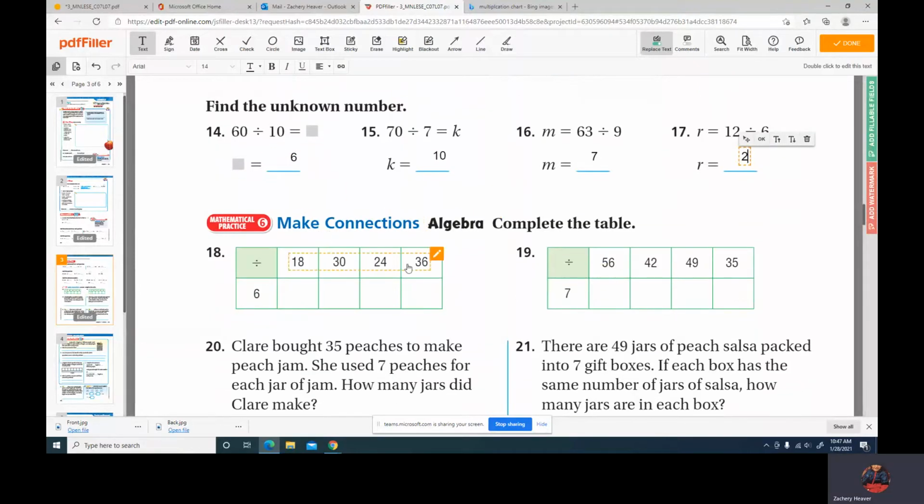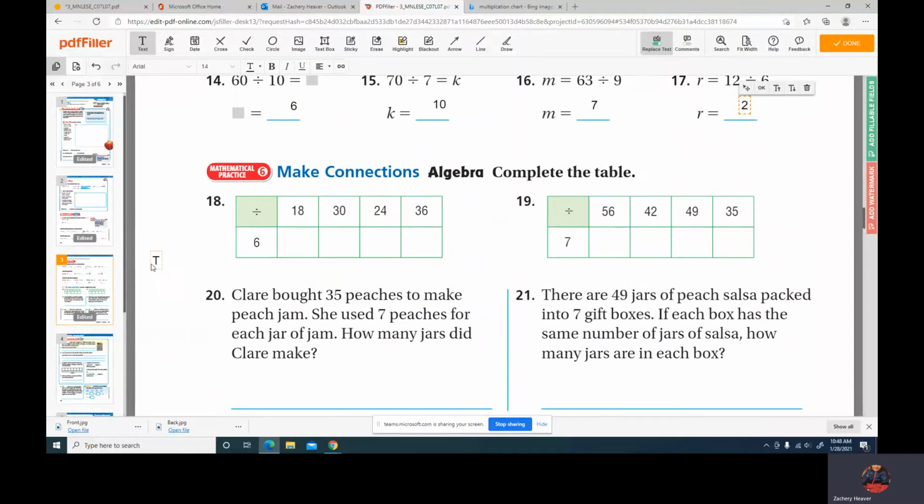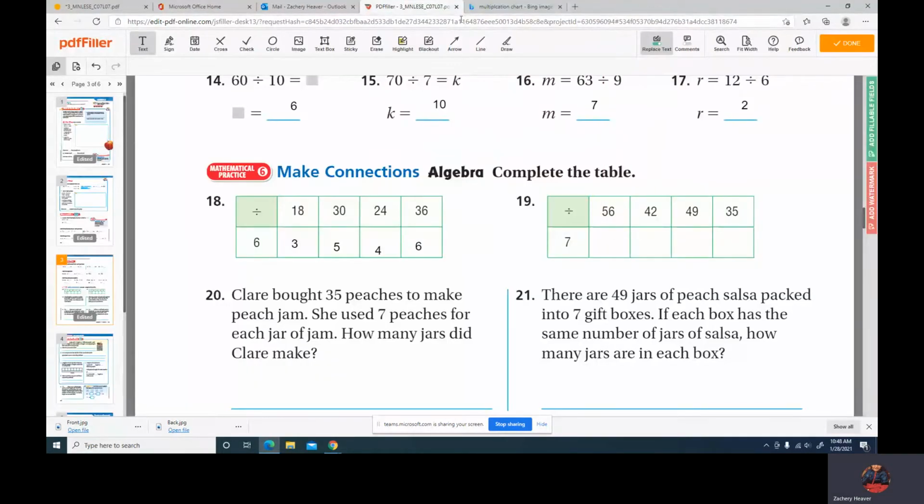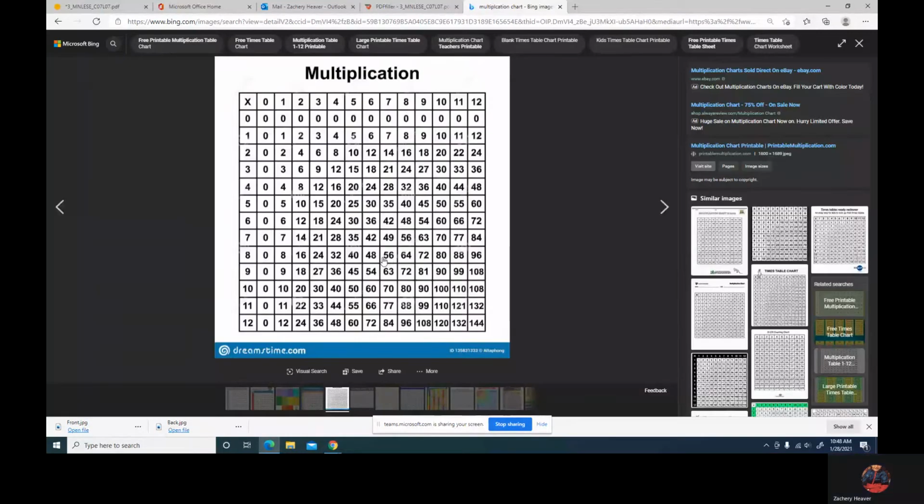So it says use algebra to complete this table. Well, we're doing all division by 6. So 18 divided by 6, 6, 12, 18 makes 3. 30 divided by 6 makes 5. 24 divided by 6 makes 4. And 36 divided by 6 makes 6. 3, 5, 4, 6. And on your multiplication chart, you would just stay in the 6s: 18, 30, 24, and 36. 56 divided by 7. Find our 7s. Go to 56. That's 8.